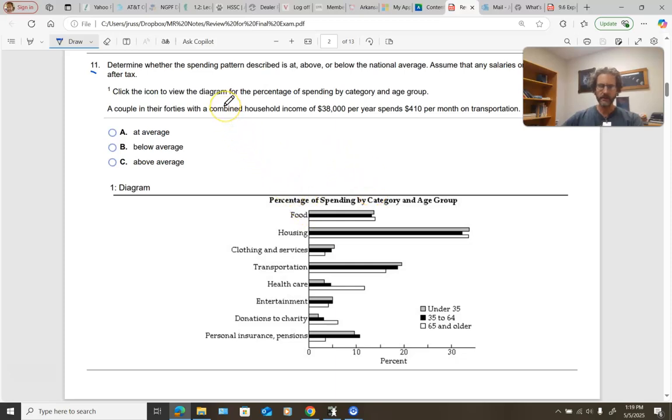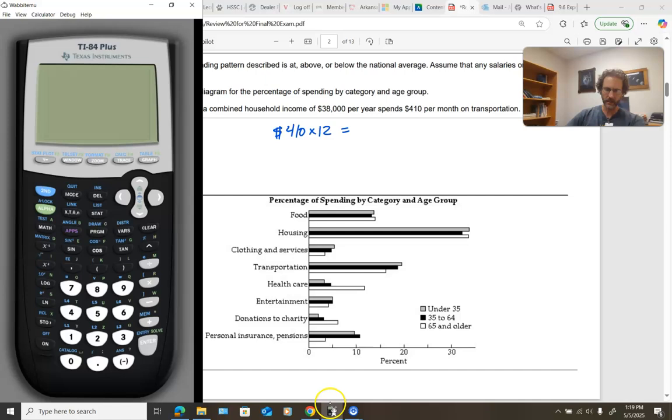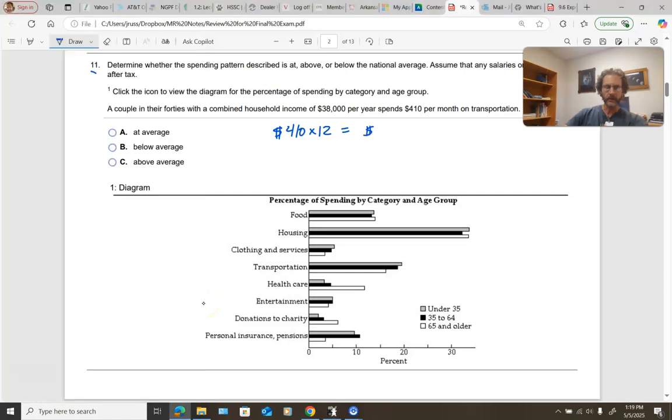All right, so we need to see what percentage they're spending on transportation per year, okay? Well, remember, they're earning $38,000 per year, and they're spending $410 per month on transportation. So we first need to convert those months into a year. So $410 times 12 months in a year. And this is, let's see. Okay. $4,920.